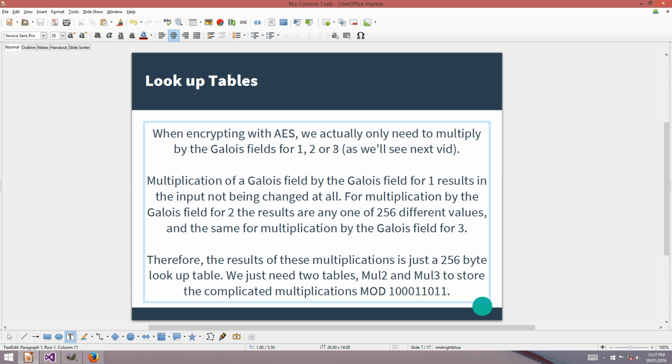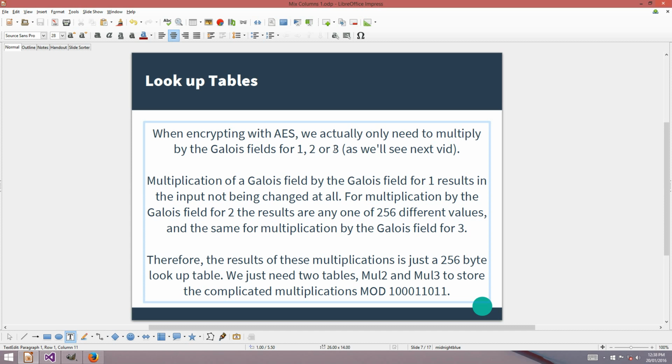Okay, so what we're basically doing is multiplying values and then reducing them mod that awful little polynomial. But what I want to say is that when you're encrypting with AES, you actually get this special matrix that you multiply by. And this is where the other half to the dot products comes from. And in this second matrix, the values are either 1, 2, or 3, as we'll see in the next video. So multiplication of Galois fields by another Galois field that's equal to 1 is actually the same as not changing your value. Multiplication by the Galois field of 2 gives any one of 256 different values depending on what your input byte is. And it's the same for multiplication by the Galois field of 3.